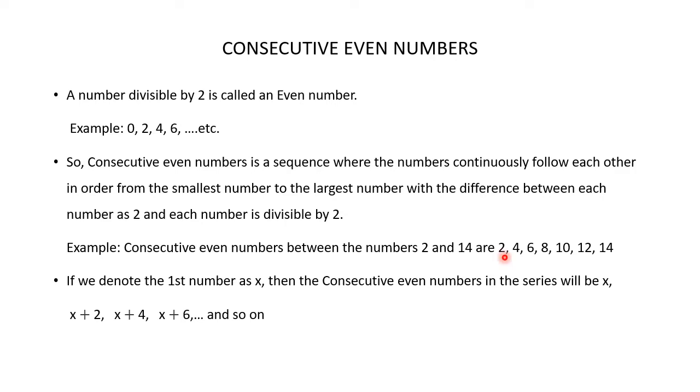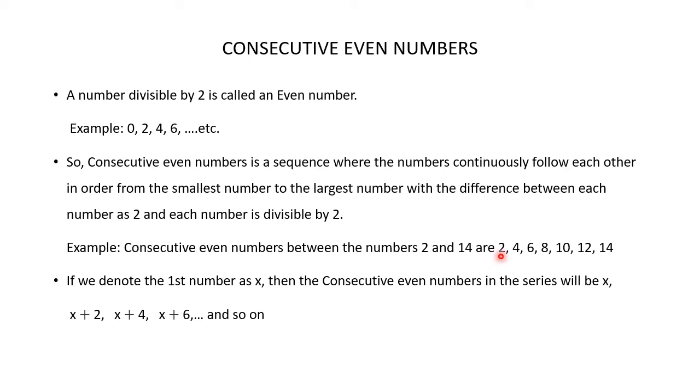The numbers follow each other continuously from the smallest number to the largest number. The difference between each number is 2. 4 minus 2 is 2, 6 minus 4 is 2, 8 minus 6 is 2, 10 minus 8 is 2, and so on. Moreover, each number is divisible by 2. 2 is divisible by 2, 4 is divisible by 2, 6 is divisible by 2, and so on. If we denote the first number as x, then the consecutive even numbers in the series will be x, x plus 2, x plus 4, x plus 6, and so on.